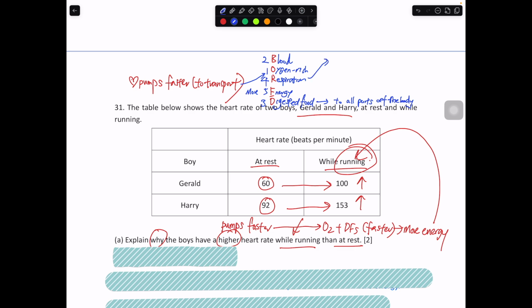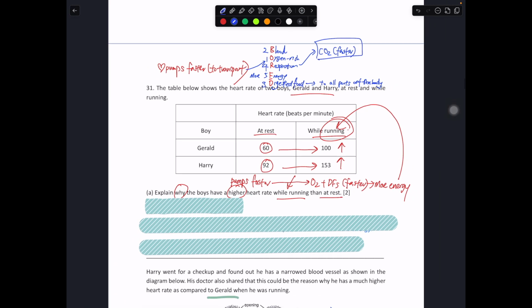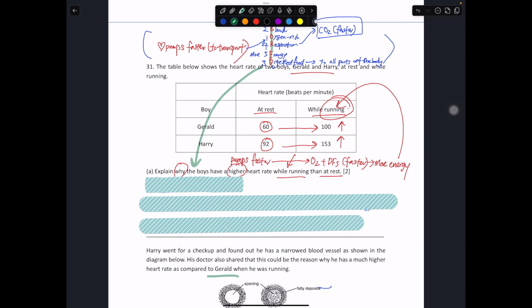When you're respiring faster, you also produce more carbon dioxide. This also needs to be removed faster. When you have a higher heart rate, it will carry the carbon dioxide away faster from your body. This will help to ensure that your body is functioning. So how do you answer this? This is the key idea. Normally I call it the BOT technique, because to me this is quite a boring question.